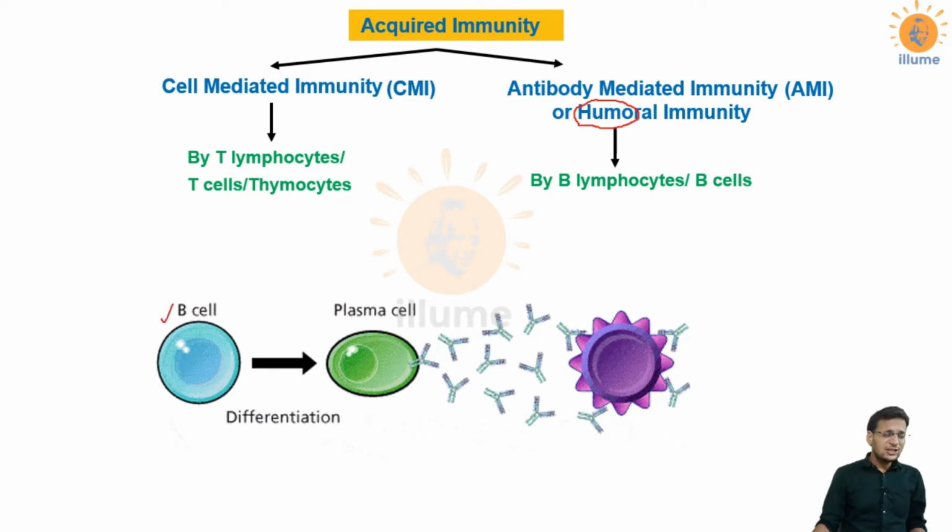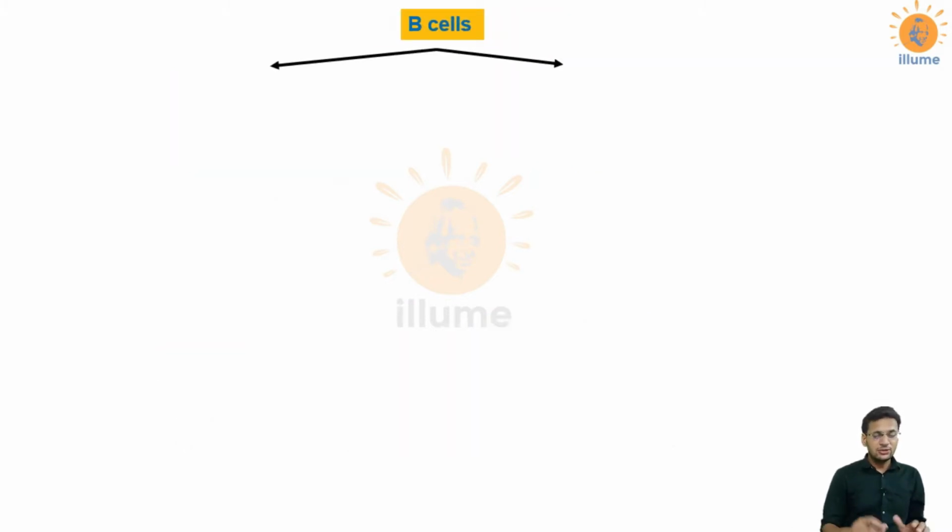Now, as you can see in this picture, this is a B cell which gets differentiated and forms a plasma cell. Plasma cell is a type of B cell, and these plasma cells are responsible for formation of antibodies. These all are antibodies, these Y-shaped molecules. We will have a healthy discussion over antibodies, plasma cells, immunoglobulins in this video. Let's start with the B cells.